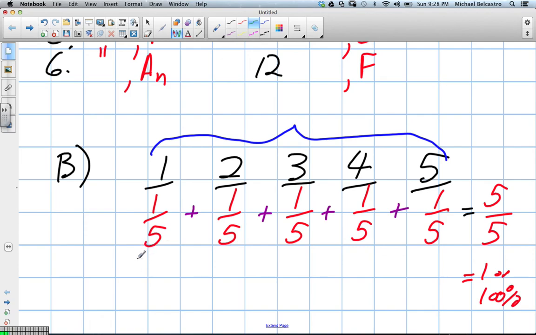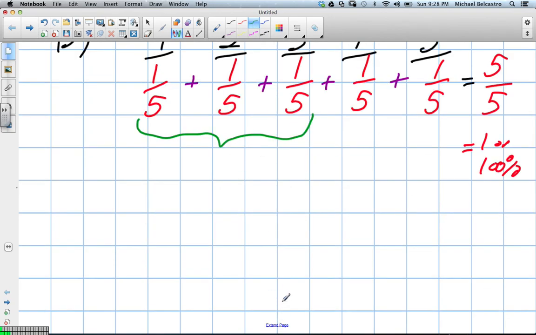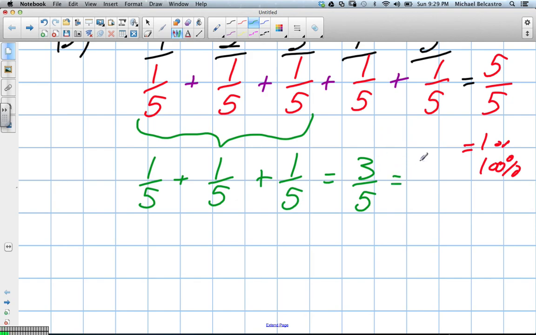But the question's asking us, what's the probability that he only finishes where? Top how many? 3. How do we figure that out? Add the fraction 3 times. 3 out of 5. His probability is 3 out of 5, and that makes sense because there's only 2 other options. So he has a 3 out of 5 chance, which as a percentage is a 60% chance of finishing in the top 3.